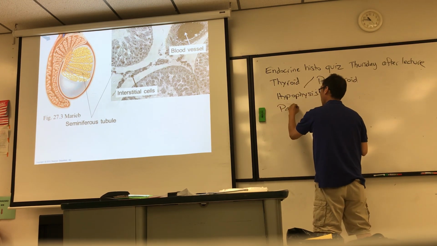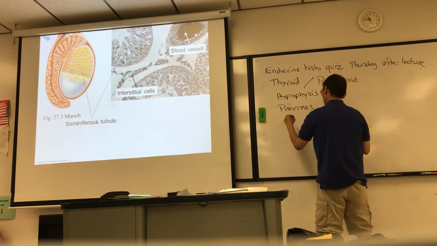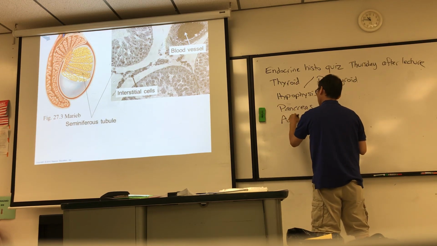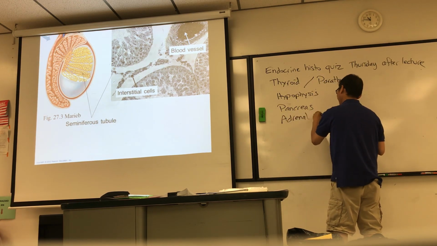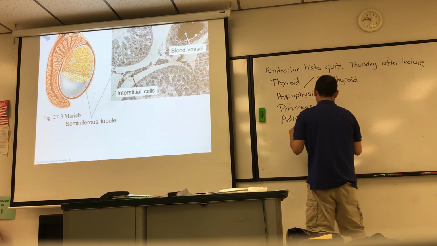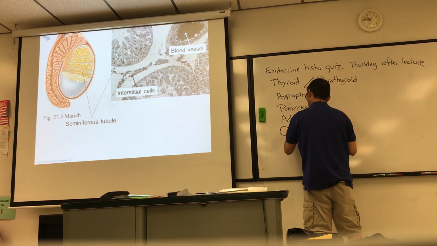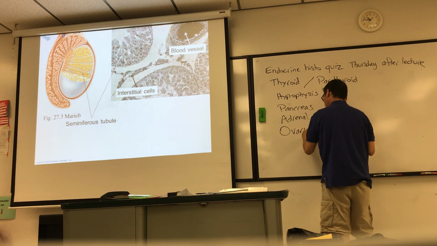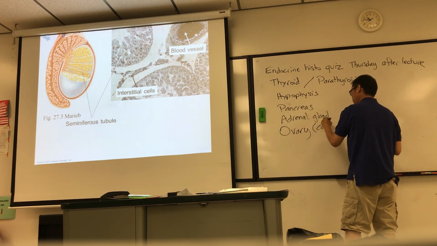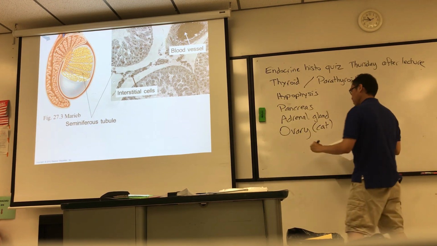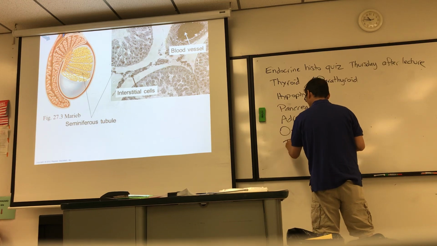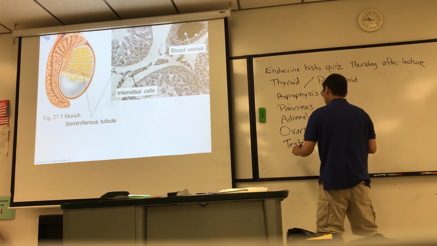Pancreas, adrenal gland. Ovary. Turns out ovary is going to be from the cat. That's a better one to study for students. We have testes. Sometimes they're from the rat, sometimes they're not. Anyways, here are the slides.